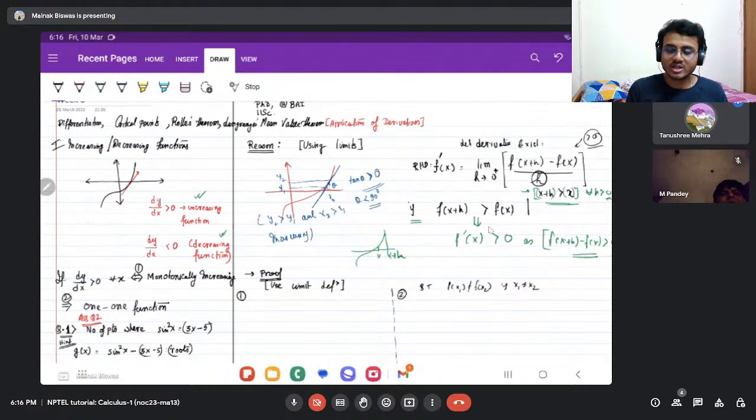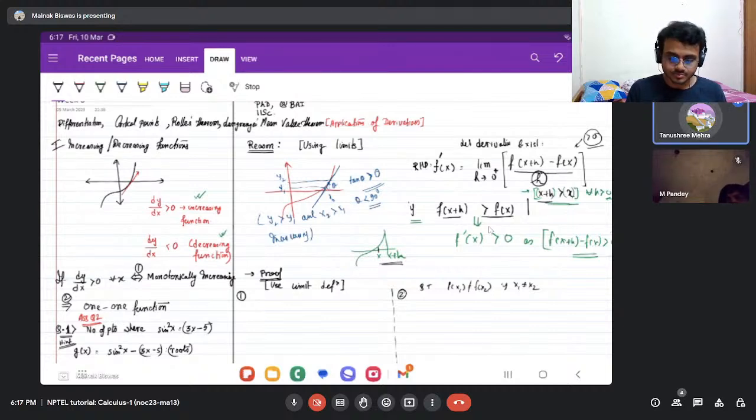The denominator is always greater than 0, so if the numerator is greater than 0, you will always have a positive number. Agree? So if x plus h is greater than x, that means you're adding something to x to get x plus h, since h is greater than 0.